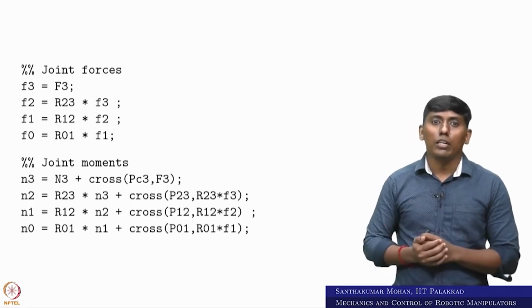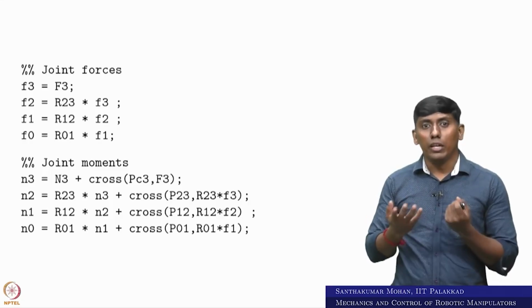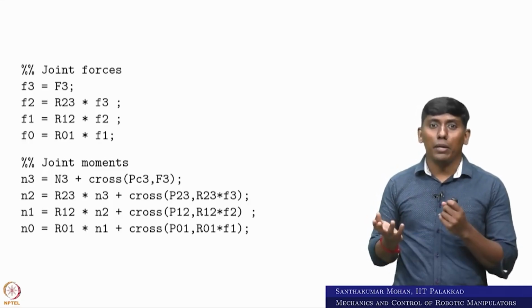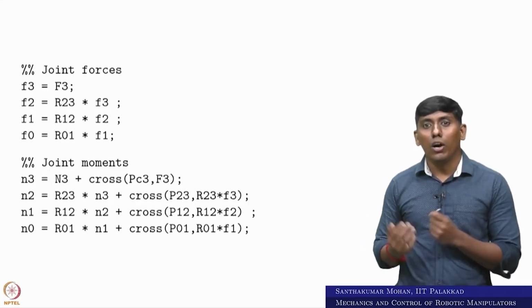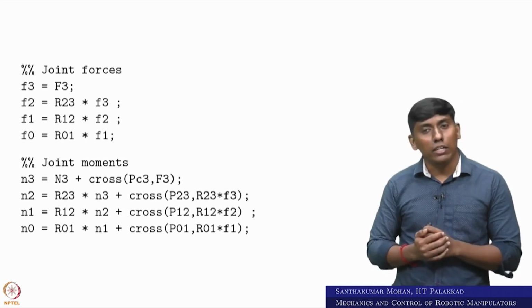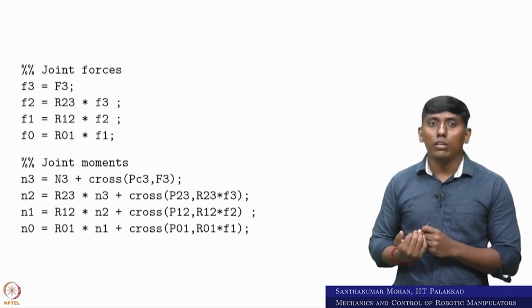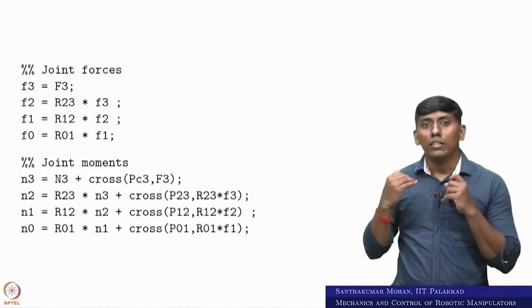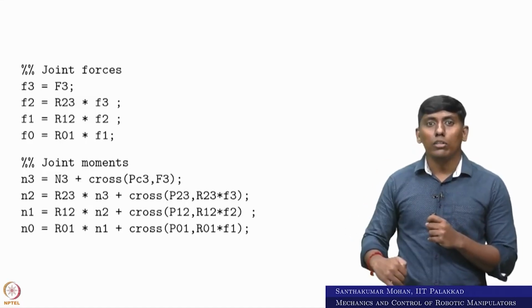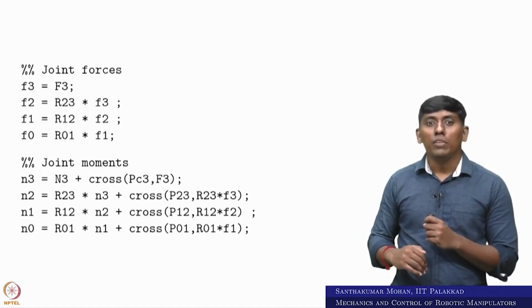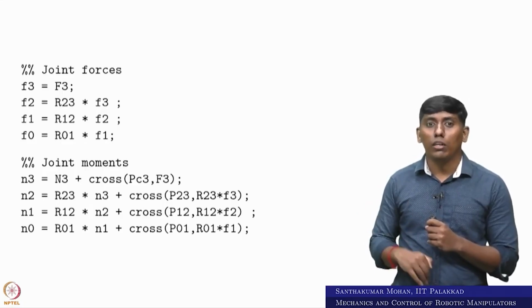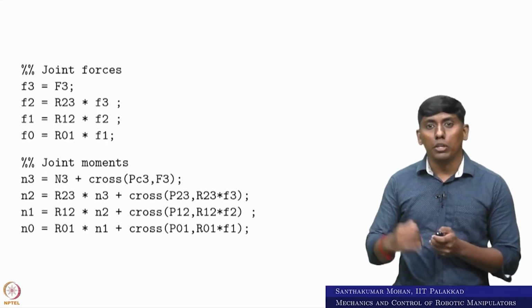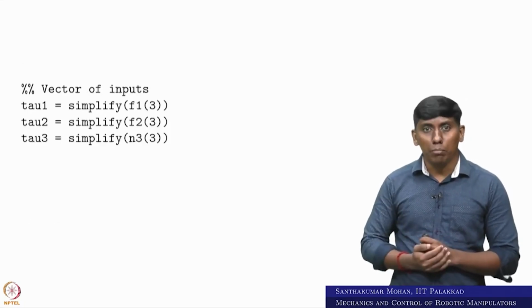The similar way you can come to the joint moment. So small n3 is capital N3 plus the moment or the couple generated by the initial force. Then you can come backward N2, N1 and N0, where F0 and N0 are the shaking force acting on the ground of the body, similarly shaking moment acting on the ground based on the body motion. So now we will go to the input vector.